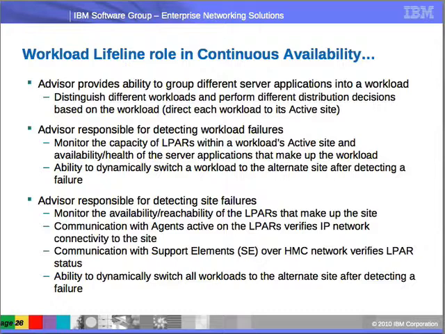Since a workload can consist of servers that are completely unlike each other, for example, you may have a CICS workload that updates DB2 as well as a WAS workload that updates DB2. And in this case, both the WAS workload and the CICS workload would belong in the same workload group. So the advisor can group these different types of servers into a single workload and monitors those different types of servers and can declare workload failures depending on the availability of each of those types of server applications.